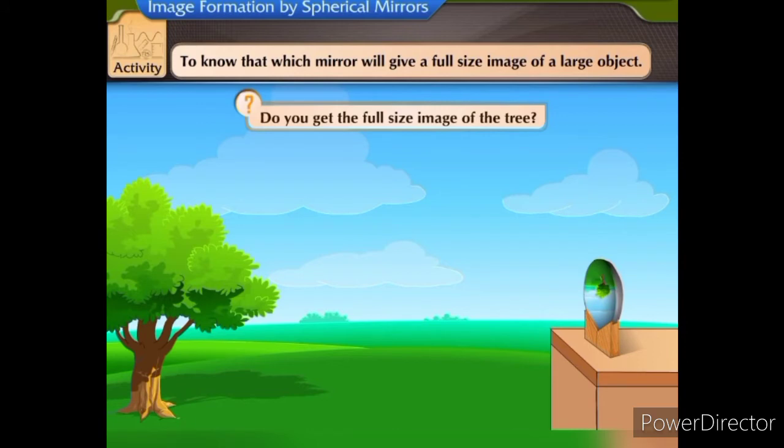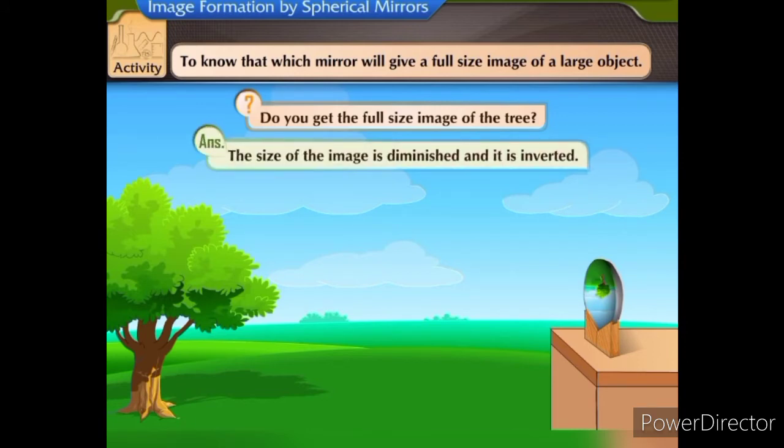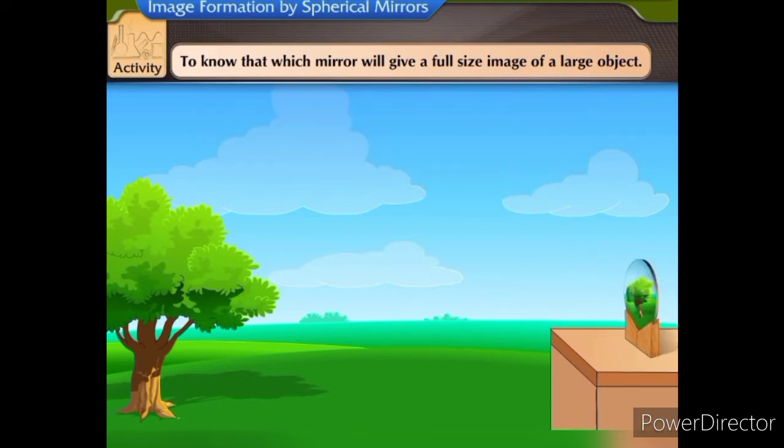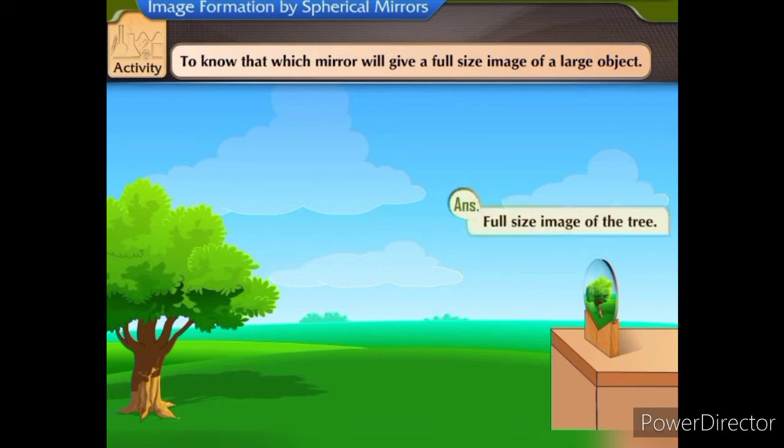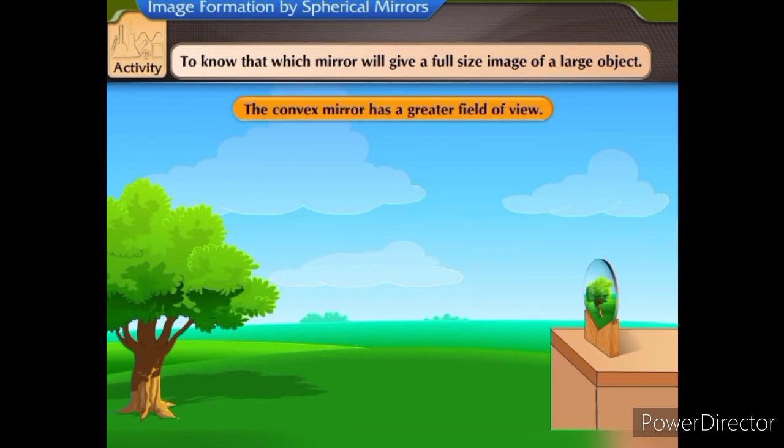Do you get the full-size image of the tree? The size of the image is diminished and it is inverted. Repeat the same steps with a convex mirror. This time you will be successful. It is because the convex mirror has a greater field of view. Let us study some more uses of convex mirrors.